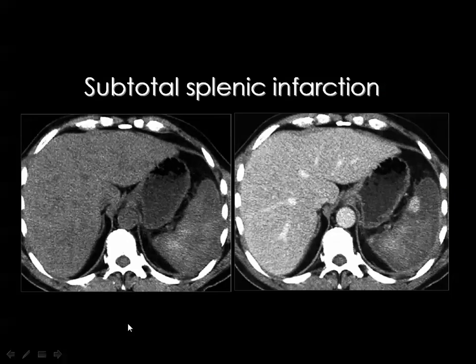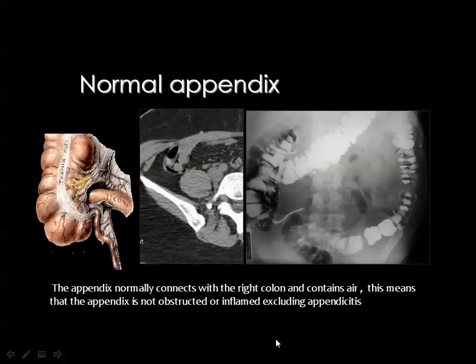Then this is massive splenic infarction. This is the pre-contrast scan, and after injection of contrast you see normal enhancement of the liver and almost no enhancement of the spleen apart from a very small area of healthy splenic tissue.